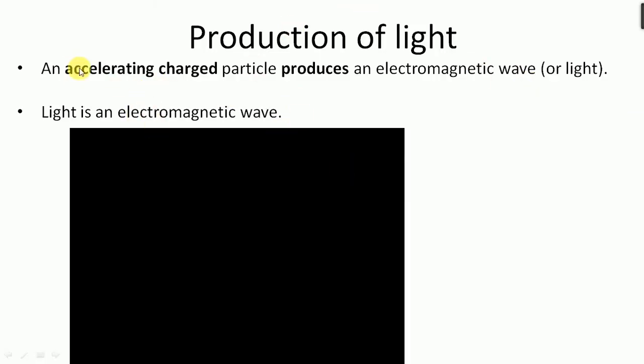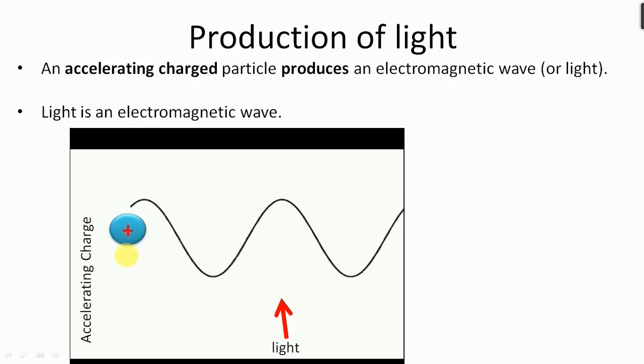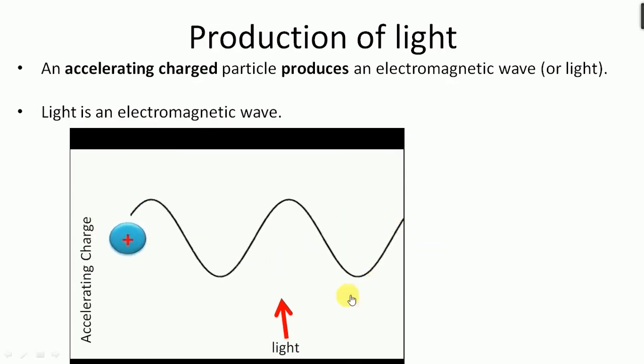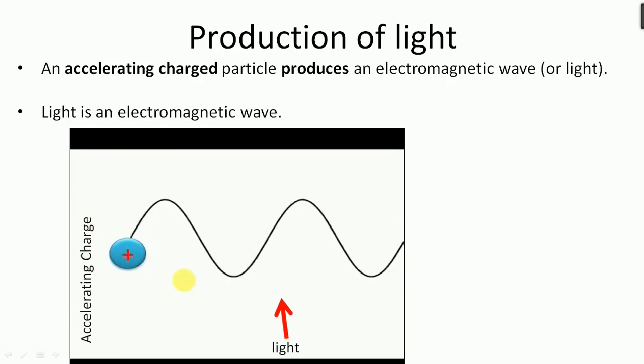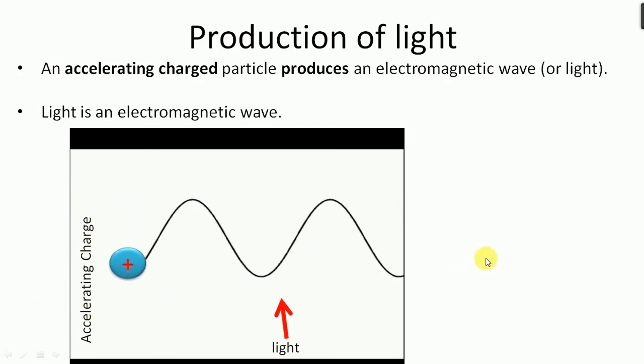Production of light. When charged particles accelerate, they produce electromagnetic waves, and light is one form of electromagnetic wave. Now in this video we'll see how light is produced. Here you can see this charge is accelerating and it is producing an electromagnetic wave, and this electromagnetic wave is light. So an accelerating charge produces light.